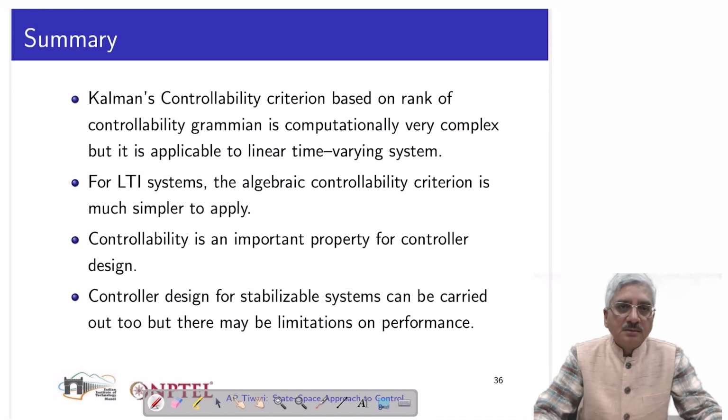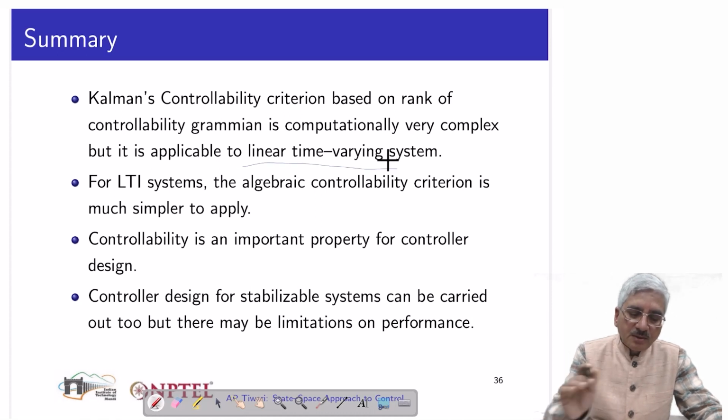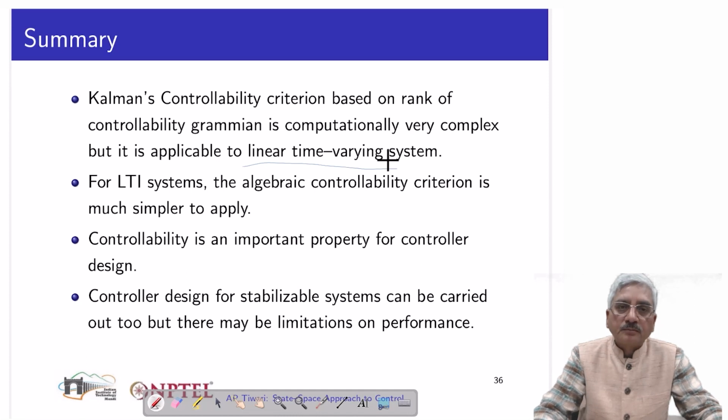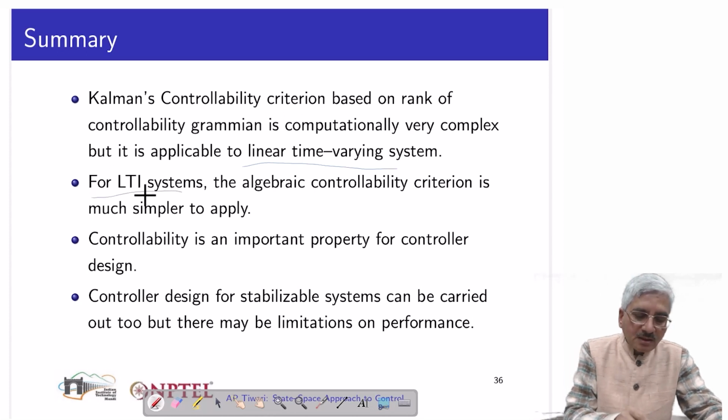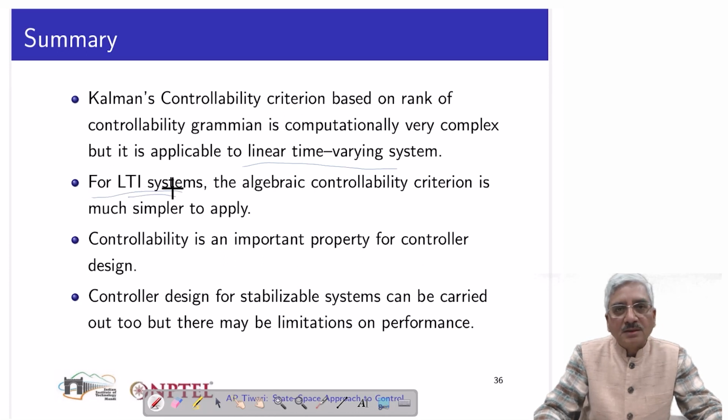Let us summarize this lecture. Kalman's controllability criterion based on rank of controllability Gramian is computationally very complex, and we saw it was applicable to linear time varying systems. However, because of its complexity, we had the motivation of learning the algebraic controllability criterion, which for linear time invariant systems is applicable, and it is applied with simplicity.